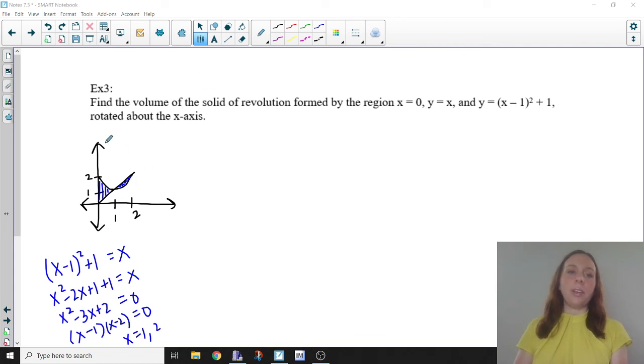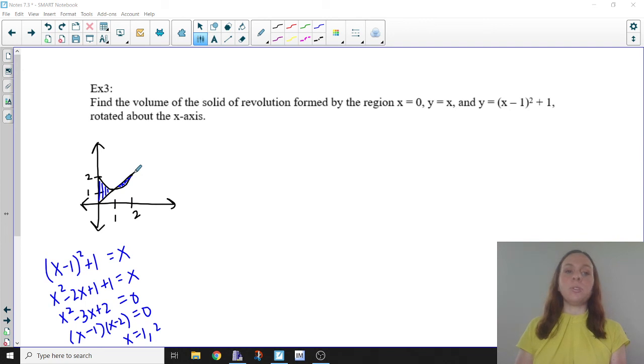So I paused the video, I sketched the graph so I could take my time, and I put a little bit of work down here that you don't necessarily need unless this was a non-calculator problem, where I set the two functions equal to each other to confirm that they do intersect at x equals 1 and x equals 2.